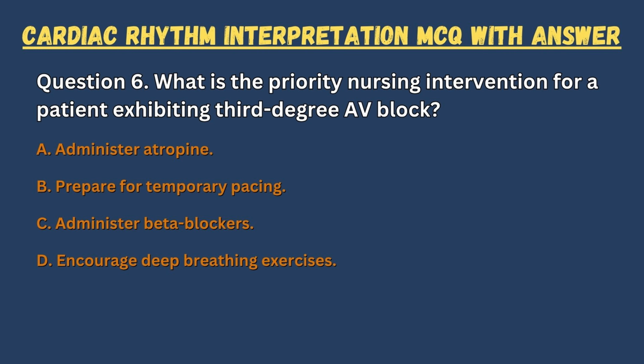Question 6. What is the priority nursing intervention for a patient exhibiting third-degree AV block? A. Administer atropine. B. Prepare for temporary pacing. C. Administer beta blockers. D. Encourage deep breathing exercises.